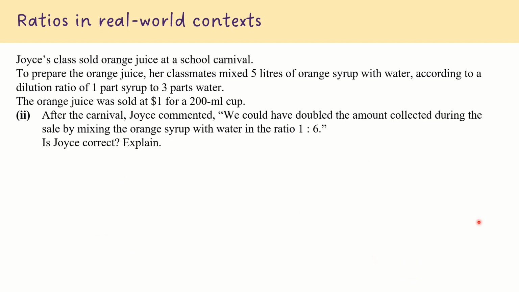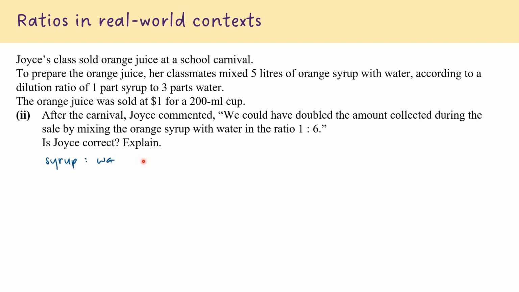Moving on to take a look at part 2, we are told that after the carnival, Joyce commented, "We could have doubled the amount collected during the sale by mixing the orange juice with water in the ratio of 1:6." So from the original mixing ratio of 1:3, she now proposes 1:6 in order to collect double the amount. We want to think whether Joyce is correct and explain our answer.